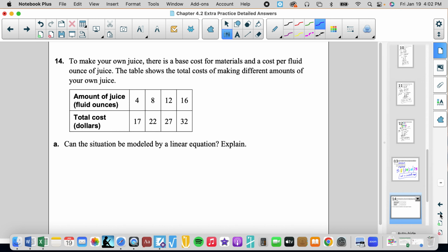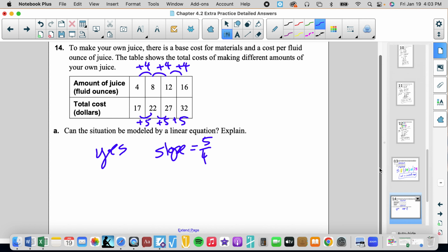Number 14: To make your own juice, there is a base cost for materials and a cost per fluid ounce of juice. The table shows the total cost of making different amounts of your own juice. Can the situation be modeled by a linear equation? So let's check and see if those are constant slopes. Plus 4, that is plus 5, that's plus 5, and that's plus 5. So yes, our slope is going to equal 5/4.